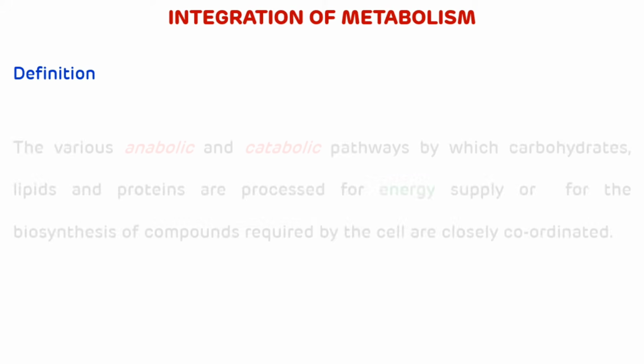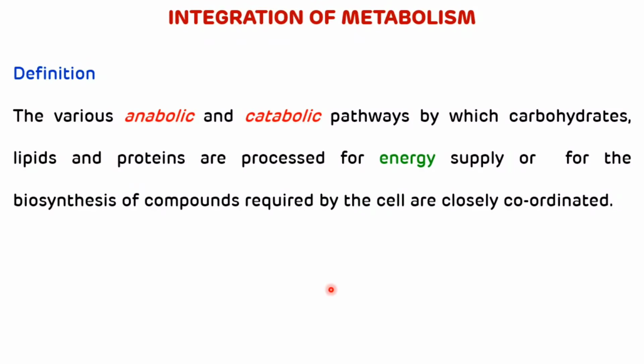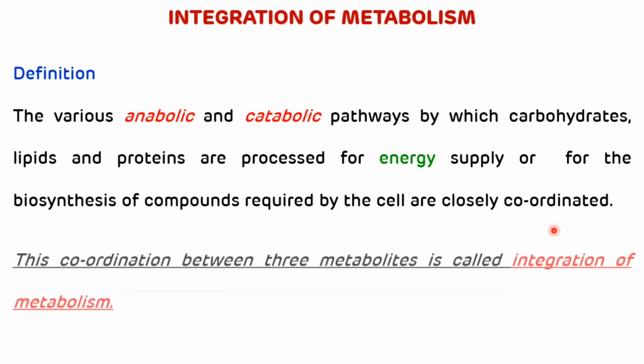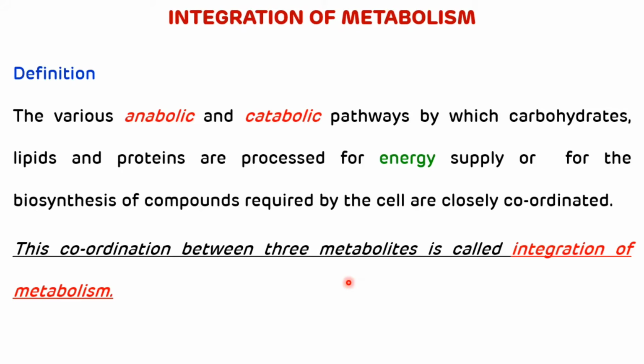Now we will see the definition of integration of metabolism. The various anabolic and catabolic pathways by which carbohydrates, lipids and proteins are processed for energy supply or for the biosynthesis of various compounds required by the cells are closely coordinated. This coordination between the three metabolites is called integration of metabolism. That is about the definition of integration of metabolism.